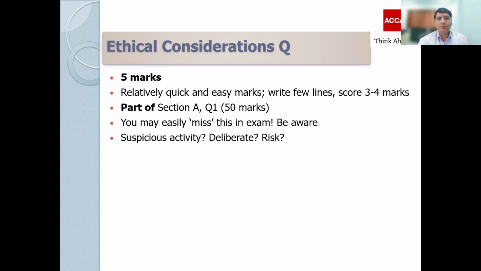Sometimes we miss this point: whether there is any issue of suspicious activity. If the client is trying to hide something, or trying not to disclose some of the information, income or gain, and if the client is doing it deliberately, then there is an issue of risk. These are the things you need to be aware of in the question.